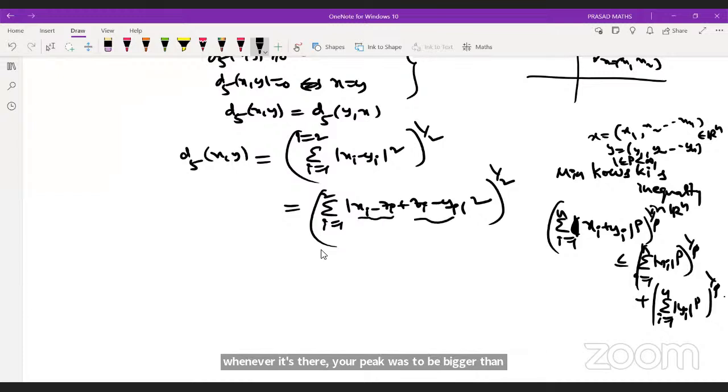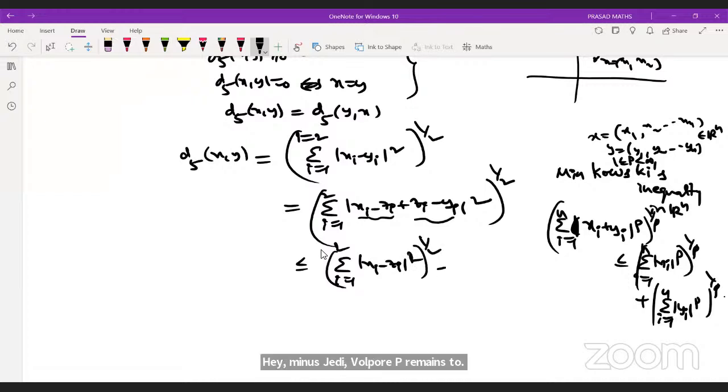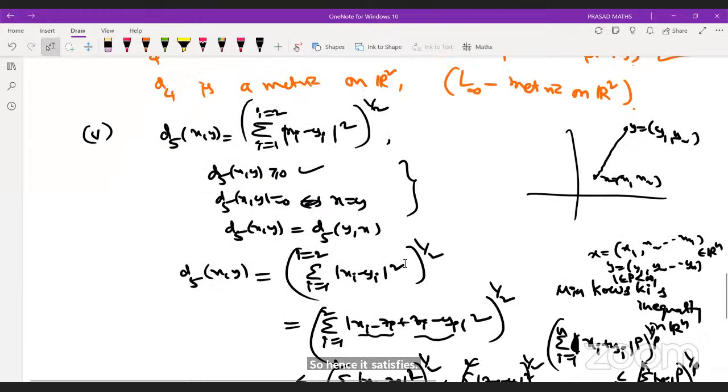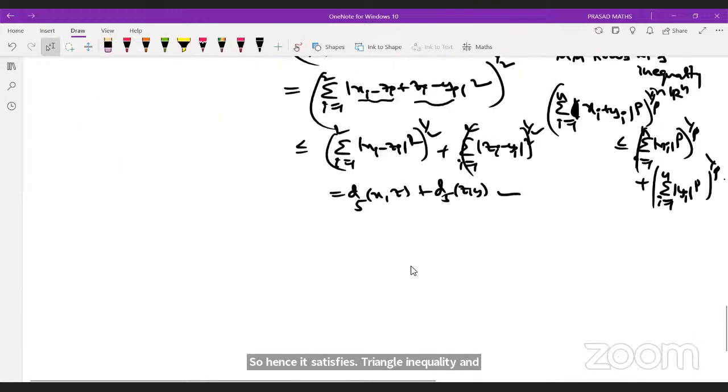These are sequences of scalars, or sequences of real numbers, we can take anything. And p is a number which lies between 1 and infinity. So here p equals 2, bigger than 1, therefore it satisfies this. So by Minkowski inequality, summation i equals 1 to 2 of xi minus zi whole power p, p meaning 2, whole power 1 by 2, plus summation i equals 1 to 2 of zi minus yi whole square, whole power 1 by 2. This is exactly d of x comma z plus d of z comma y. So hence it satisfies the triangle inequality, hence it is a metric.